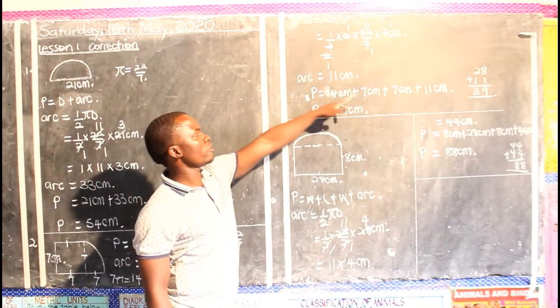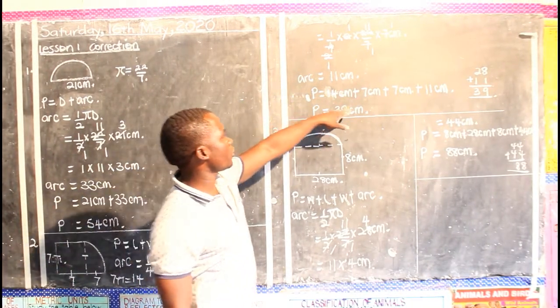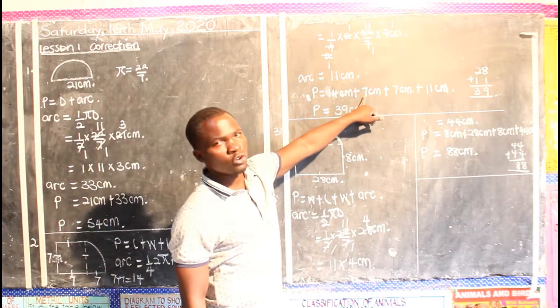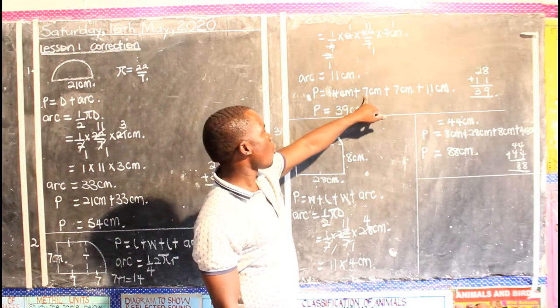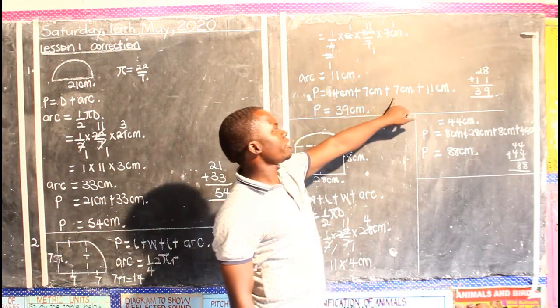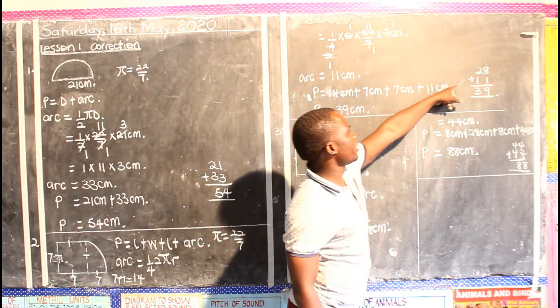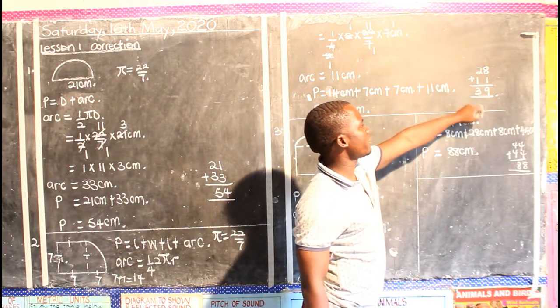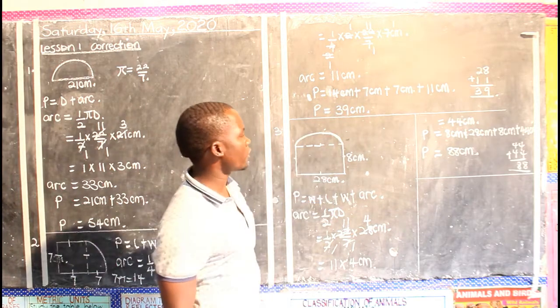So, if you add all that, you are going to get 14 plus 7. We shall have 21 plus 7, 28. Now, 28 plus 11, we shall get 39. And that is our answer for number 2.